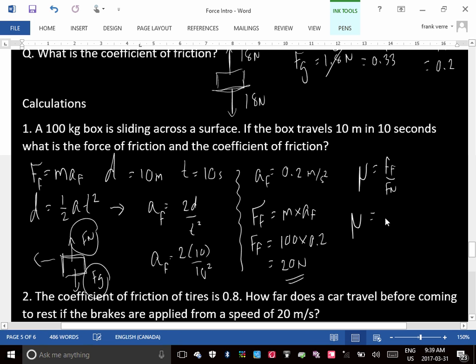So in this case, we know the force of friction is 20 newtons. What would the weight be of that box? It would be 100 times what? Times 9.8. So remember the weight is mg. Okay, so what's the coefficient of friction? It would be very close to 20 over 1,000. So your answer, if you allow me to round up, should be very close to 0.02. Okay?